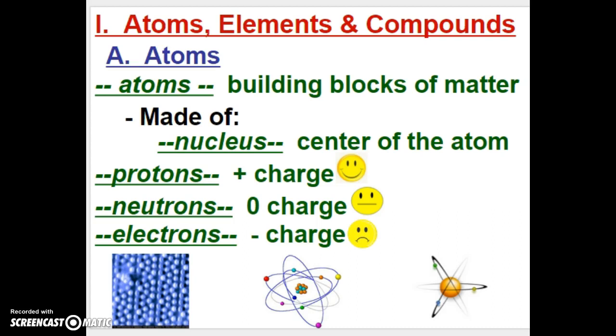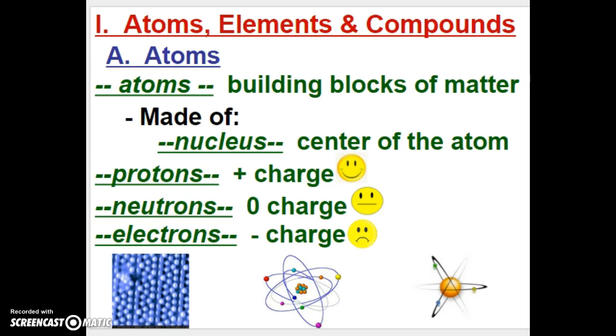So today, we're going to review some matter a little bit. Talk about atoms, elements, and compounds. An atom, that's what everything is made out of. Anything you can see, anything you can touch, anything you can taste is made of atoms. They're the building blocks of matter.